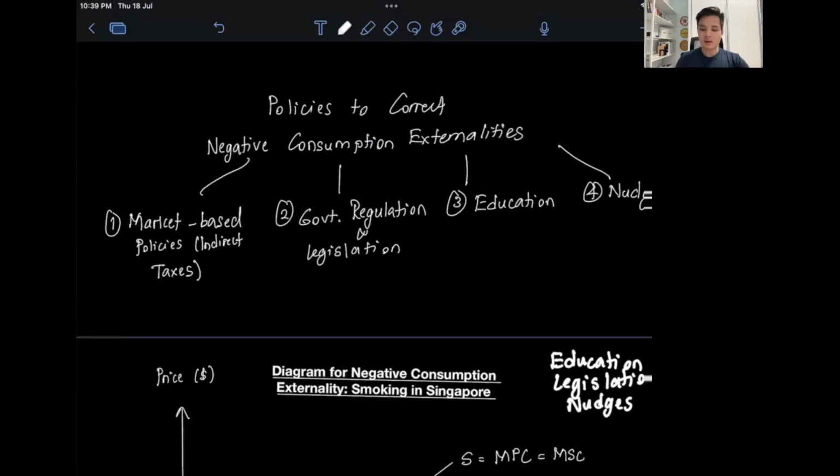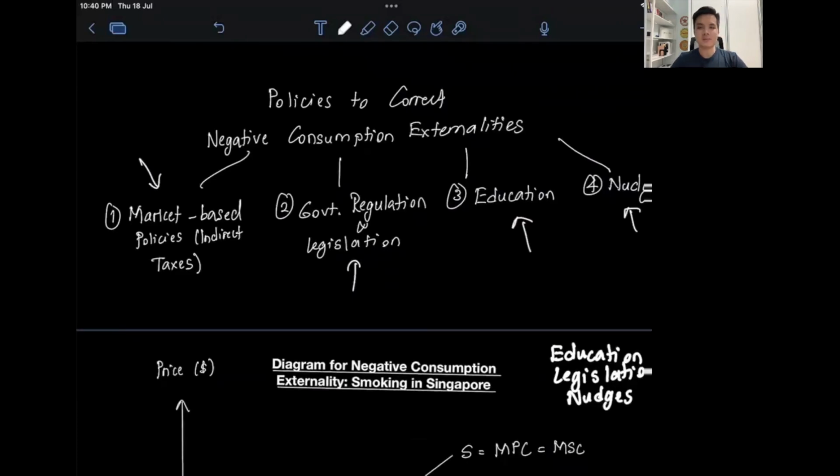As you see in this mind map over here, there are four key policies to correct or reduce negative consumption externalities. The first one will be market-based policies or indirect taxes. The second will be government regulation or legislation. The third will be education. And the last would be nudges. So let me explain each policy and then reflect these in diagrams.